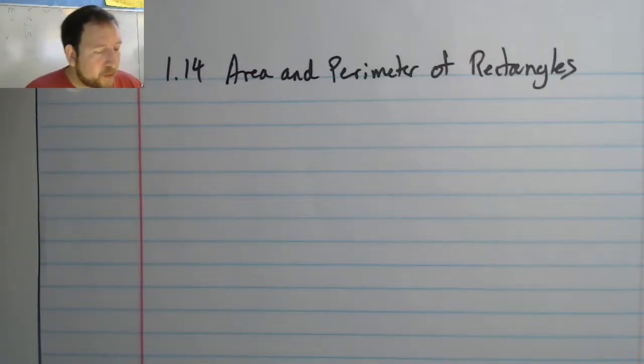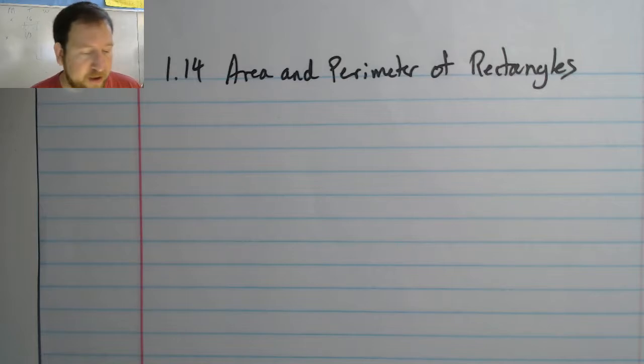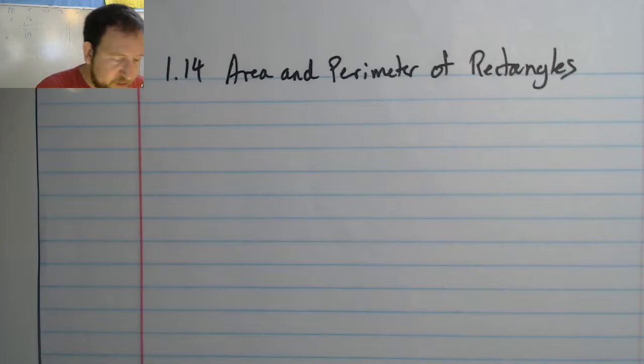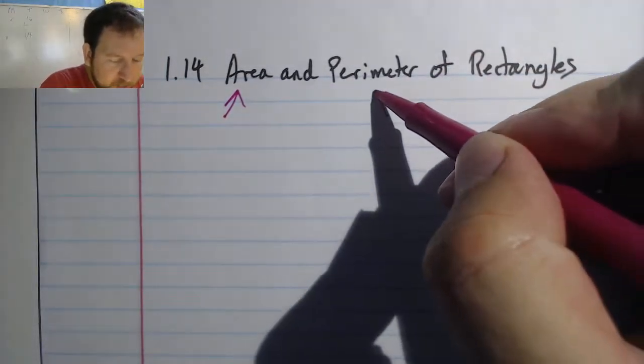All right, I want to record section 1.14, area and perimeter of rectangles today. Now you'll notice that I did skip a section, and I will do that from time to time when I don't like that section or I don't find it particularly useful. But today we're going to talk about two concepts, in particular, area and perimeter.